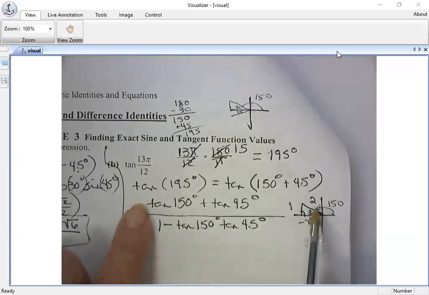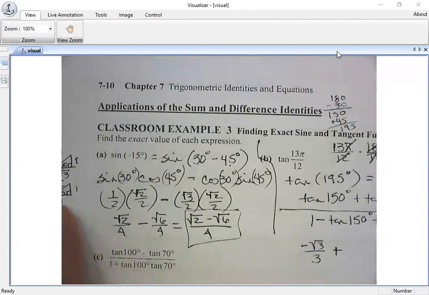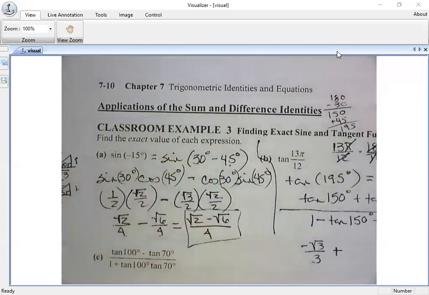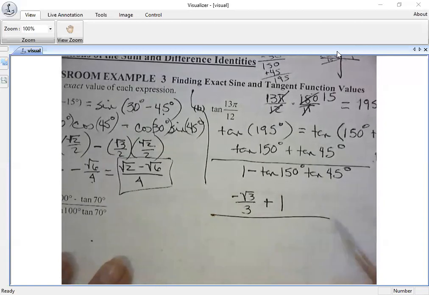Well, look carefully. Tangent is what ratio? Opposite over adjacent. And if you want to rationalize 1 over negative square root of 3, what will that become? A negative square root of 3 over 3 is going to be the tangent of 150 plus, now the tangent of 45 is what? If this is my 45-degree angle, opposite over adjacent is, say it again? 1. Okay? And we'll clean that up in a minute.